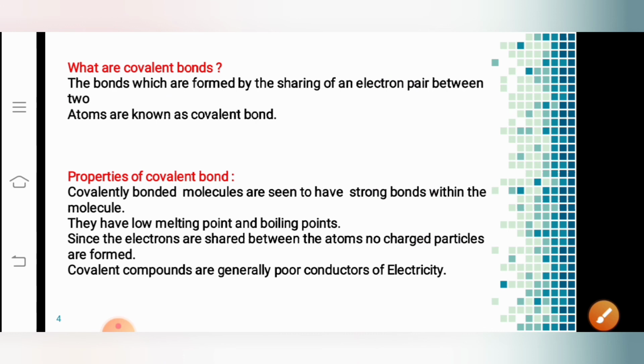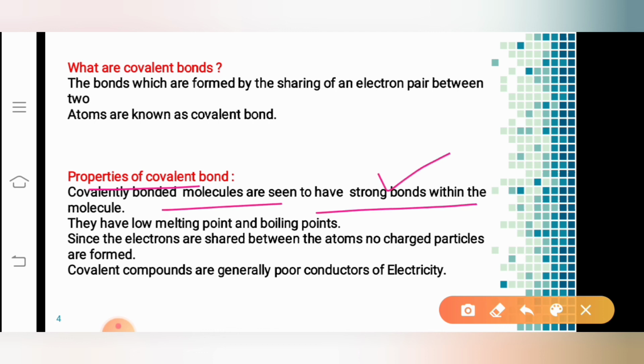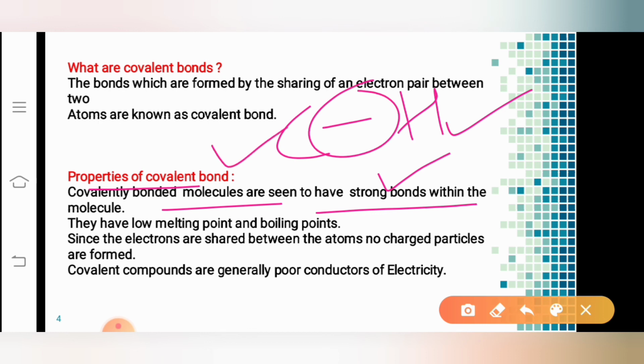Next, let us analyze the properties of the covalent bond. Covalently bonded molecules are seen to have strong bonds. That means the bonds formed between the atoms within the molecule are very strong. And these covalent compounds have low melting points and low boiling points, since the electrons shared between the atoms have no charged particles.